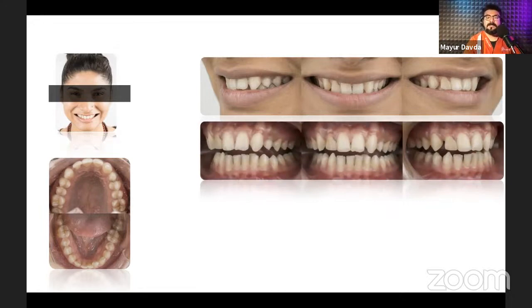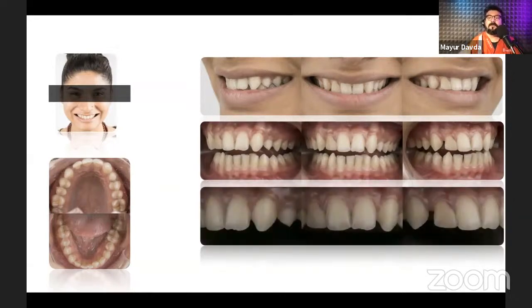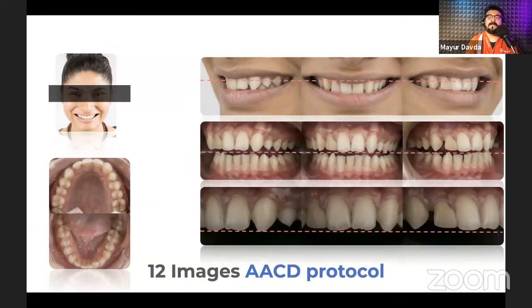Then you want these pictures, if you can appreciate, these are disclusion pictures. One is a frontal picture and two of the sides. And obviously the most important pictures in anterior aesthetic cases are the anterior close-up images. So all these pictures together form the 12 image AACD protocol for documenting your anterior aesthetic cases.